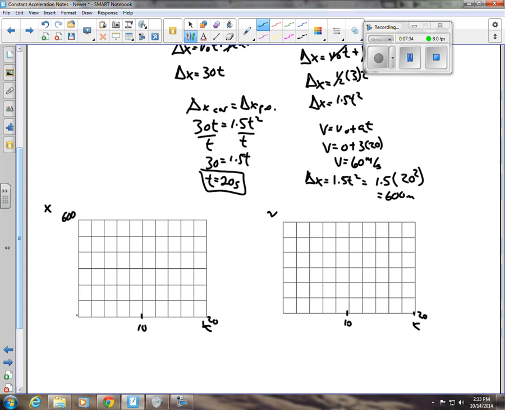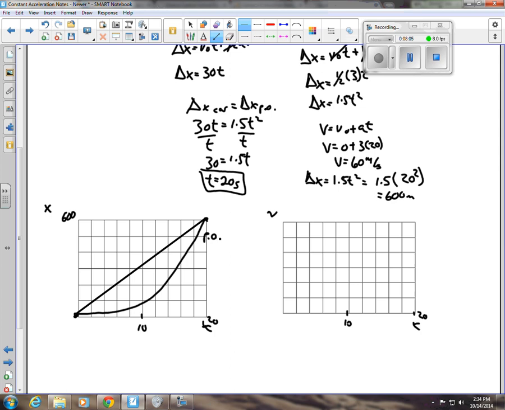The police officer starts at 0, ends at 600, and he's speeding up the whole way. So I'm going to have to connect those with the graph with an increasing slope showing that he's speeding up. So that's the police officer. The car, on the other hand, is going at constant speed. He starts at 0 and ends at 600. They end up in the same spot. So I can draw his graph like this.